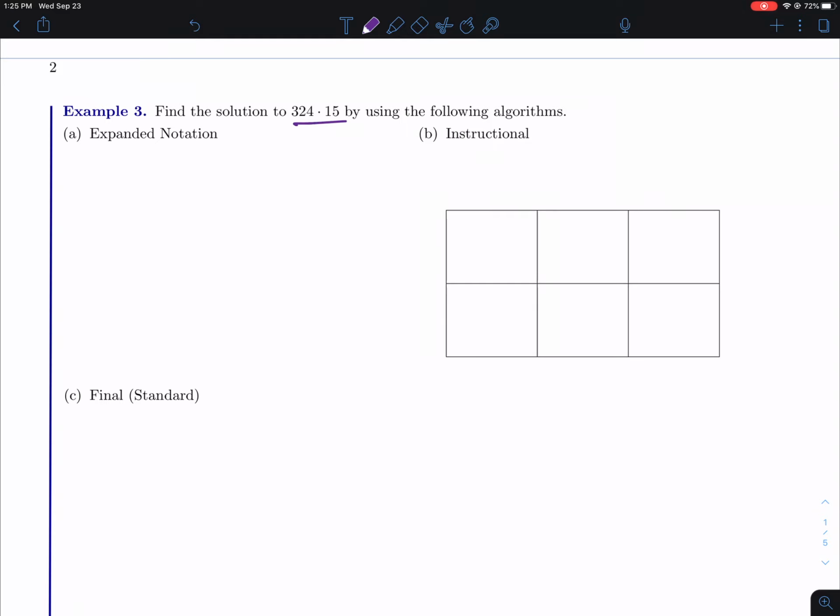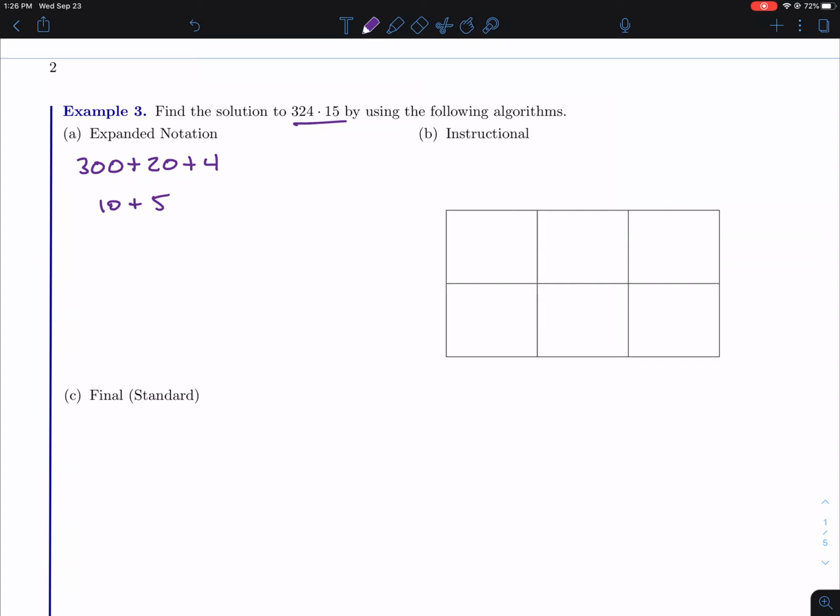And so again, we're going to do expanded notation, which we did last time, and then we're going to do instructional, which we haven't done yet, and then a final standard, which is the same thing we've been doing for a long time. With this one, we want to do expanded, but since we've got a two-digit number, 15, instead of a single-digit number, we're going to have to expand it also. So in this case, we're going to look at 300 plus 20 plus 4 and 10 plus 5.